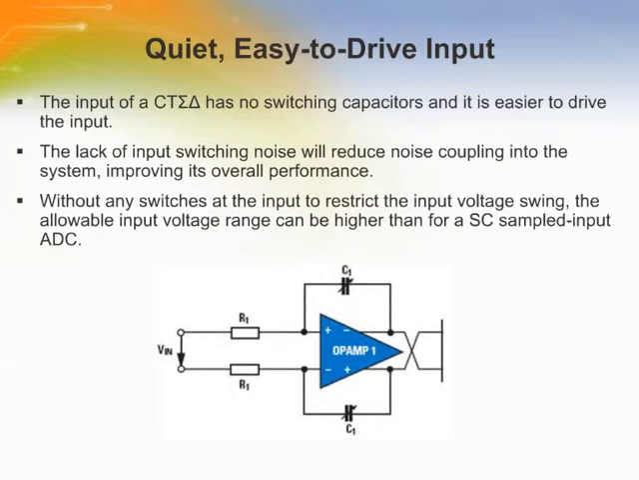Finally, without any switches at the input to restrict the input voltage swing, the allowable input voltage range can be higher than for a SC sampled input analog to digital converter. Indeed, the input voltage can even exceed the supply rails.